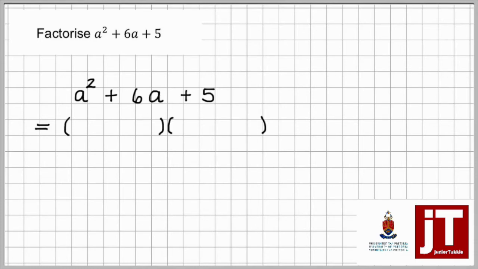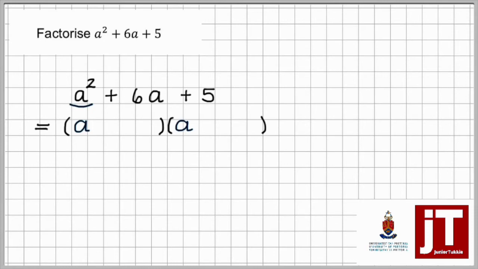We start off by writing out two sets of brackets. Then we take a look at the first term in this trinomial, which is a squared. What are factors of a squared that you can multiply together to get a squared? In this case, those factors are a. If you say a multiplied by a, you will get a squared. And we therefore write down a as the first term in each set of brackets.